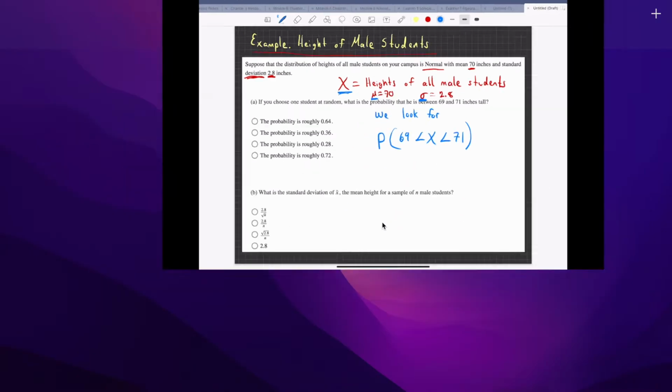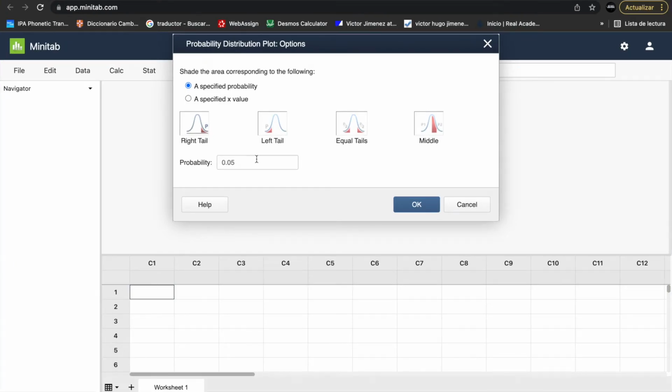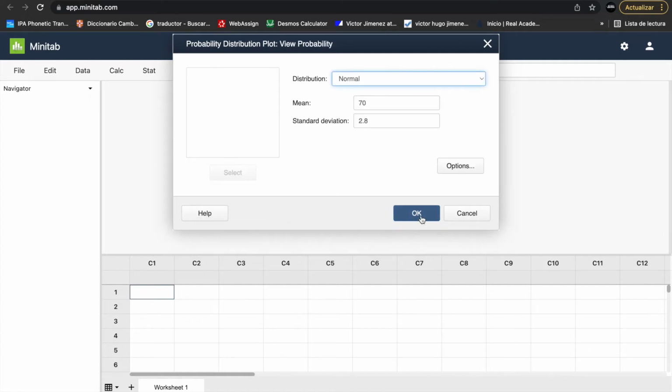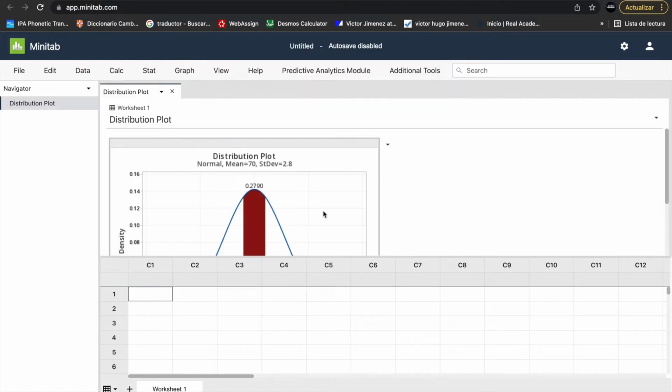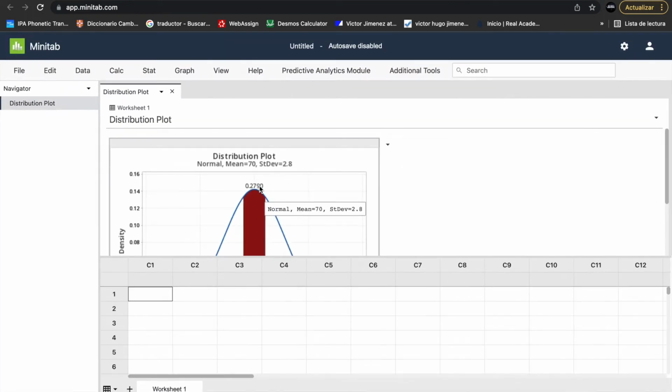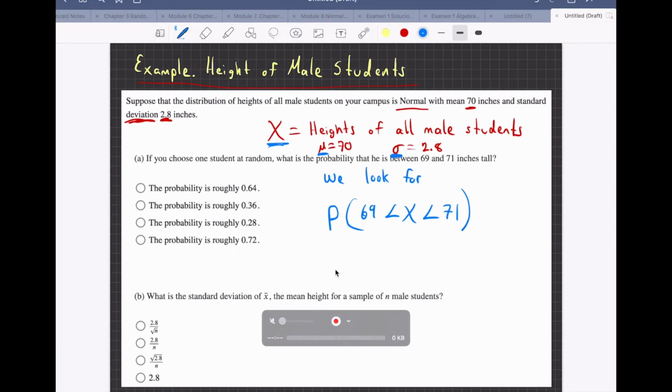So go to Minitab, specify X value, but use this option, middle, so you can enter the two values, 69 and 71. And then OK, and then OK. And the probability, notice this one here, 0.279. So go back to the notes, it is 0.279.